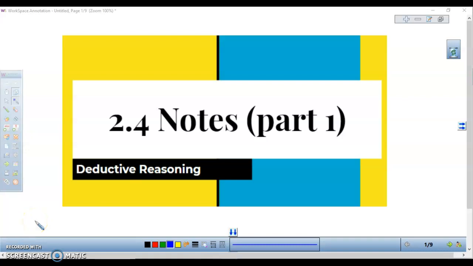Hey advanced geometry students, it's Mr. Donaldson, and I'm here with you today to talk about deductive reasoning. All right, a little bit different than inductive reasoning we were talking about last time, and this is section 2.4 in our notes. Let's get started.